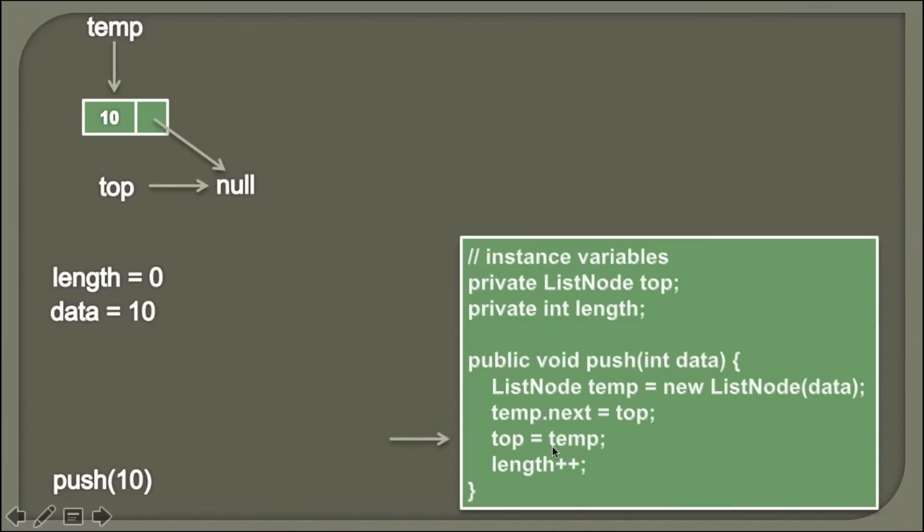And then we'll assign the value of temp to top. So here you see top points to null. And when we'll assign the value of temp, so temp is pointing to this node. So after this step, top will point to the temporary node. So it would look something like this. And in the final step, as we know that we have inserted this temporary node, we'll increment the length of the stack by 1.